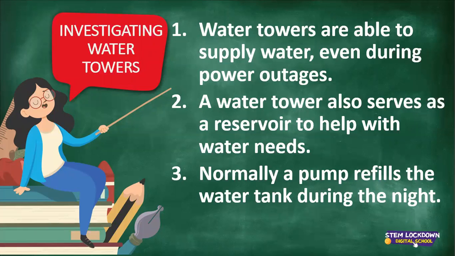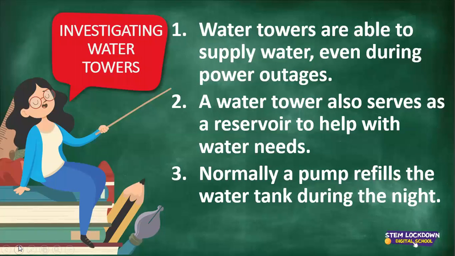So the water comes in from the main supply of water, and then it gets stored into the reservoir, and then it gets piped into your homes. So this is the difference between a reservoir and a water tank. The water tank, you have to manually fill it, and it stores a certain amount of water.